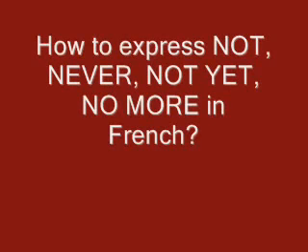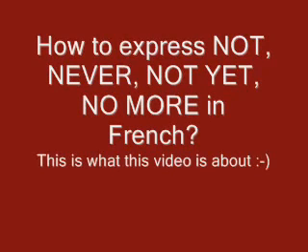How do we say, for example, that we do not do an action, that we never do an action, that we do not do an action yet, or that we do not do an action anymore, any longer? So this is what we are about to learn in this video. There are several ways to change an affirmative sentence into a negative one in French, depending on what you initially intend to express as a negation.